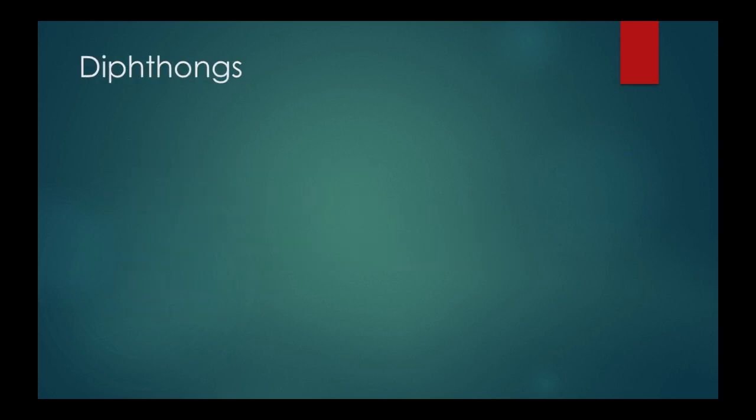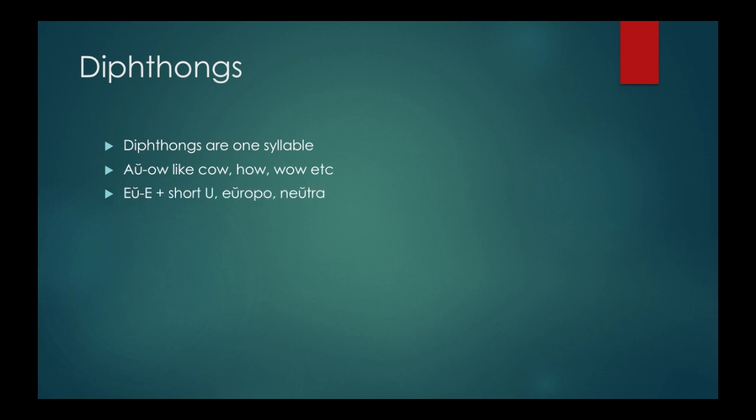The next thing is the diphthongs, which are one syllable, but they're written with 2 letters. The first one is aŭ, just like in cow, how, wow, etc. We have this sound in English. Usually it's not a problem. The eŭ is a little bit different. It's almost the same as aŭ, except the initial sound is different. Europo neutra. So you have aŭ versus eŭ.